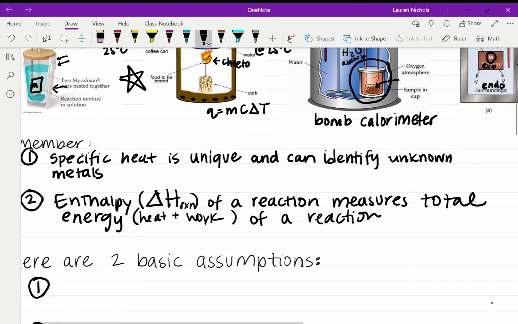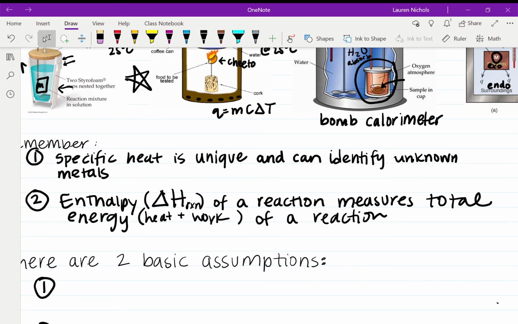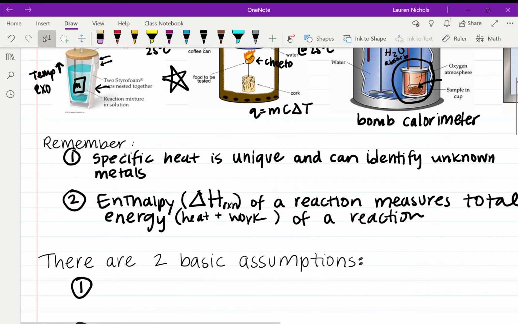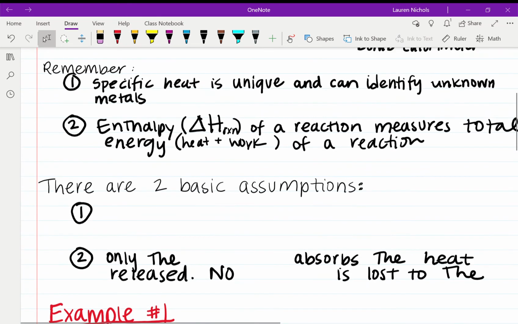And then enthalpy, which we mentioned earlier, we're not going to talk about a lot in this video or in the next one. We're actually going to talk about enthalpy next Monday in our lesson on that day, so in a couple of lessons. But with calorimetry, there are going to be two basic assumptions.